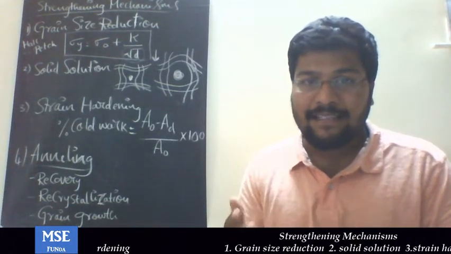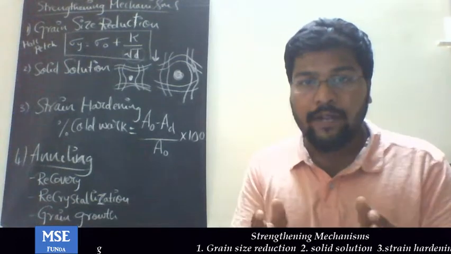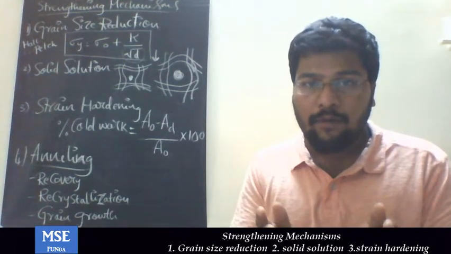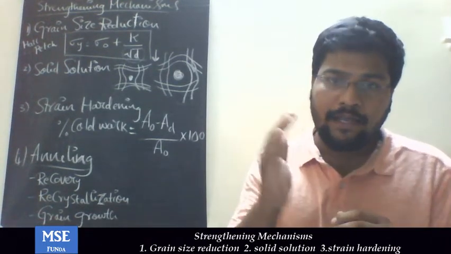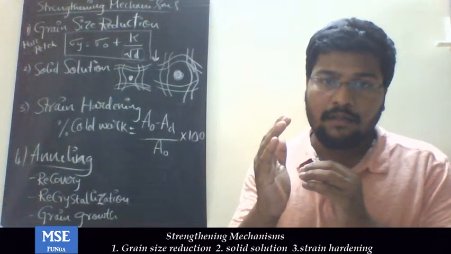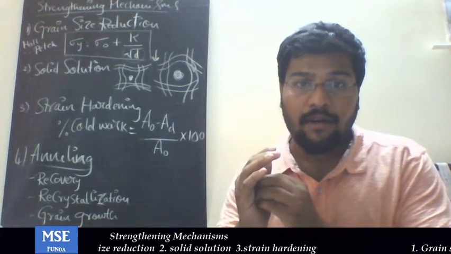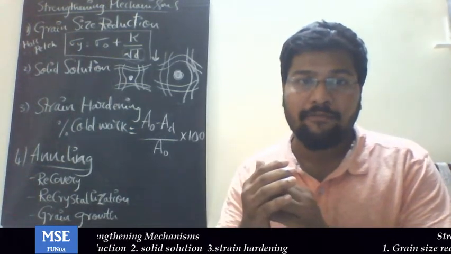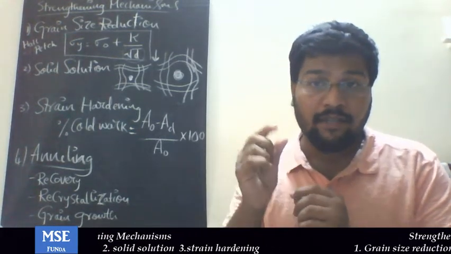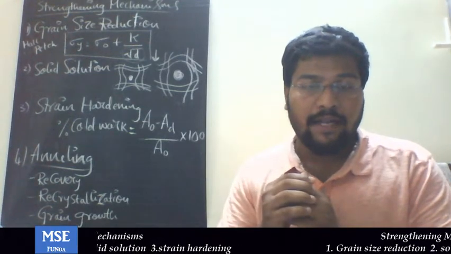As the grain size reduces, the boundary wall increases, and these grain boundaries are something like walls which impede the motion of dislocation. That is how the enhancement of strength takes place when you reduce the size of the grain.